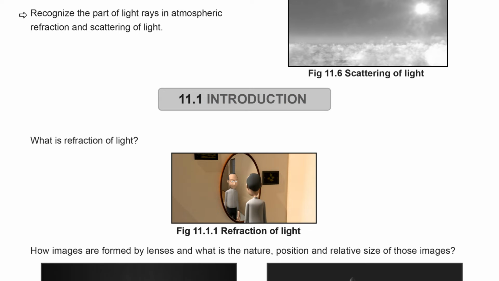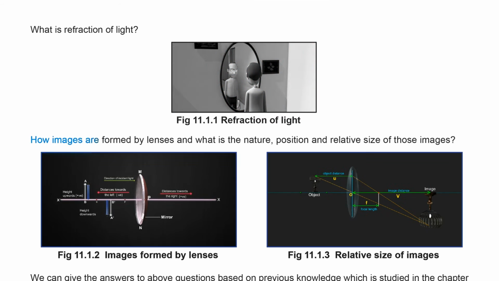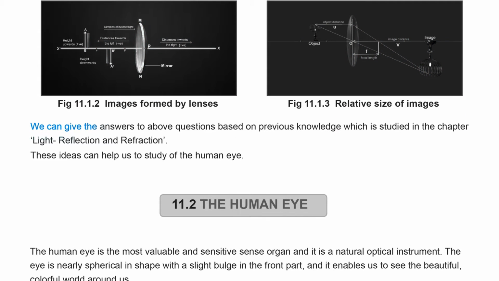Introduction. What is refraction of light? How images are formed by lenses, and what are the nature, position, and relative size of those images? We can give the answers to above questions based on previous knowledge, which is studied in the chapter Light Reflection and Refraction. These ideas can help us to study the human eye.